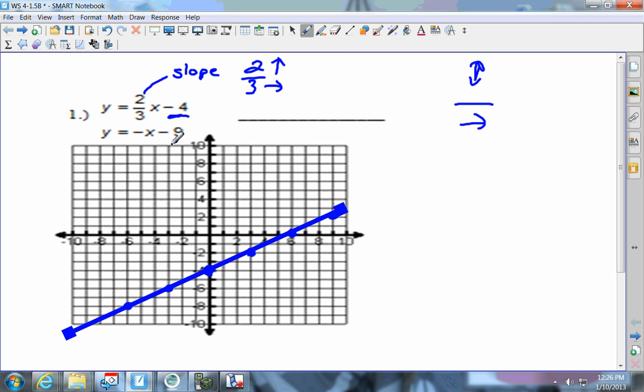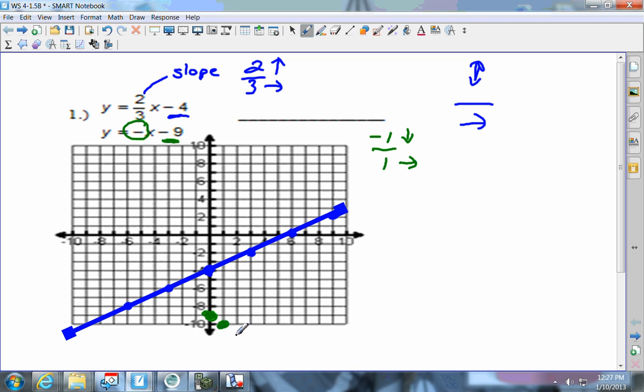The second equation, you're going to start at the y-intercept, which is -9. I'm going to put a dot on my y-intercept. My slope right here is the number in front of x. It says a negative, which is a -1. It's a whole number, so I'm going to put it over 1, telling me to go down 1 and to the right 1. Well, if I start here and go down 1 to the right 1, put a dot.